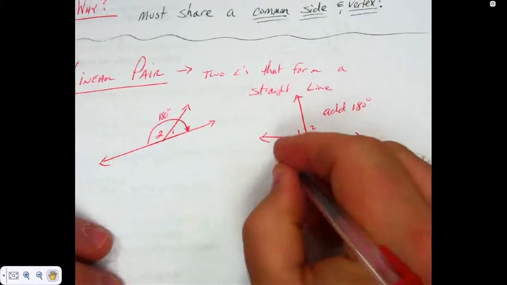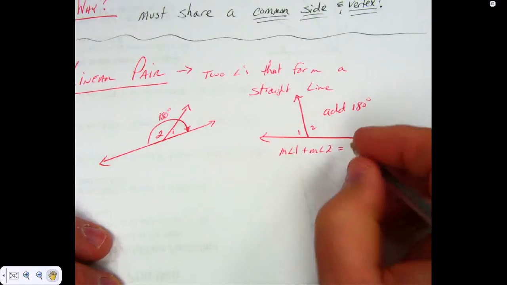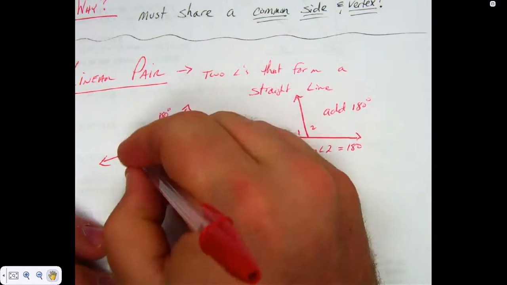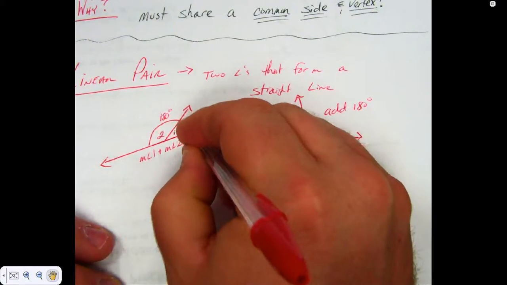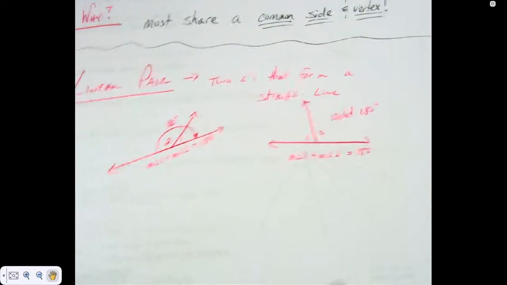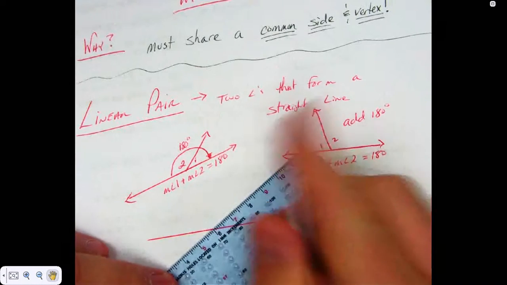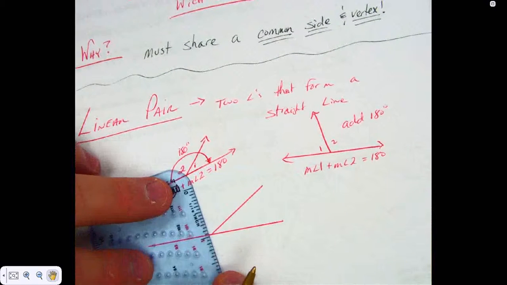So here I could say the measure of angle 1 plus the measure of angle 2 is equal to what? 180 degrees. You guys okay with that? What about here? Measure of angle 1 plus measure of angle 2 would equal what? 180 degrees. Everybody okay there? Now, would this confuse you if I did this? See if you can write me a statement for this one.